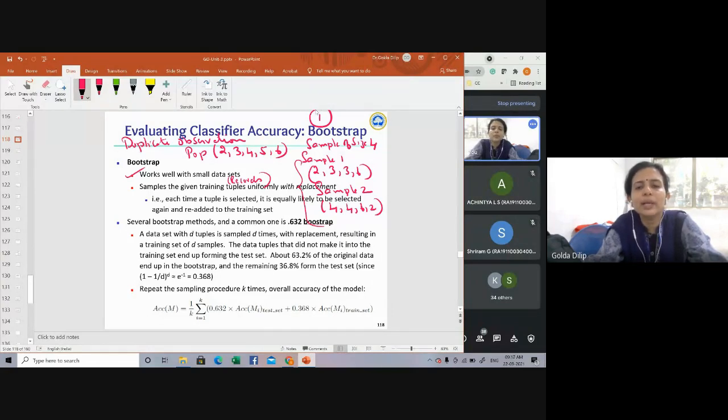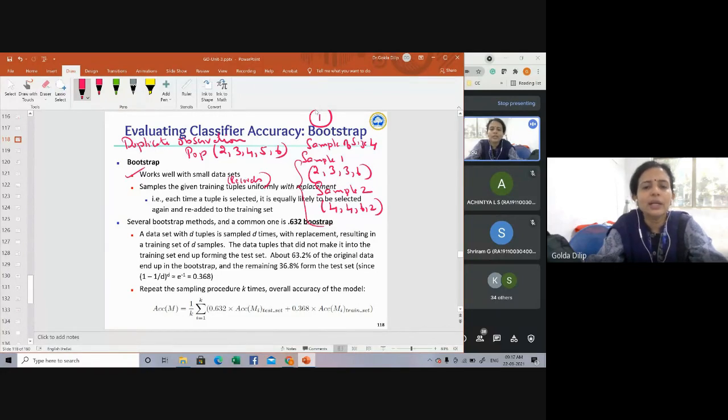Sampling with replacement, the machine is allowed to select the same tuple more than once. I gave you this example: you can have duplicate observations when you have a population 2, 3, 4, 5, 6. When you want to draw a sample of size 4 with replacement, the first sample can be 2, 3, 3, 6, and the second one can be 4, 4, 6, 2. What I want to stress is that duplicates are allowed here.